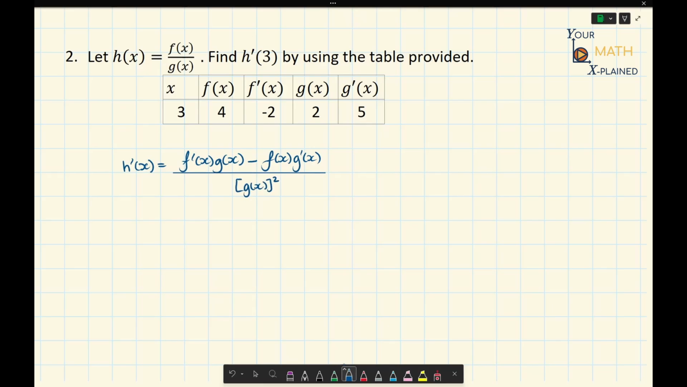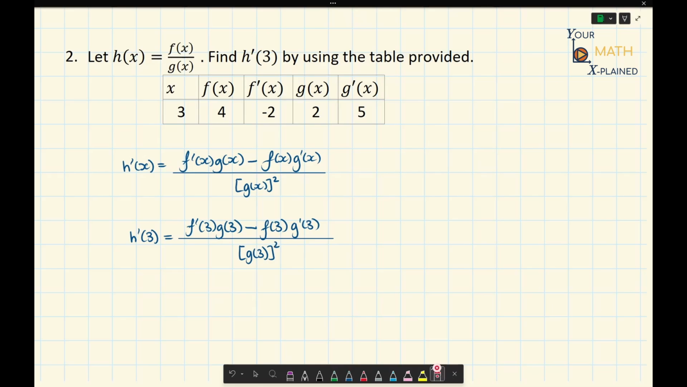And now, in order to find h prime of 3, we just need to substitute in x is equal to 3. So this means h prime of 3 is equal to f prime of 3 times g of 3 minus f of 3 times g prime of 3, and then this is over g of 3 all squared. And to find the values of that, we just need to look at our table.